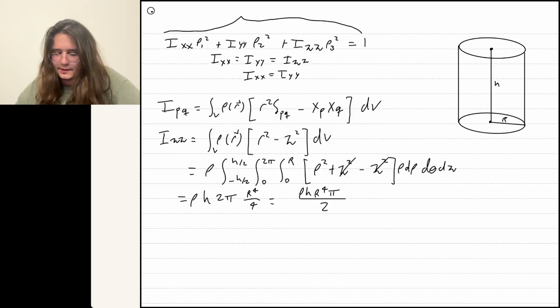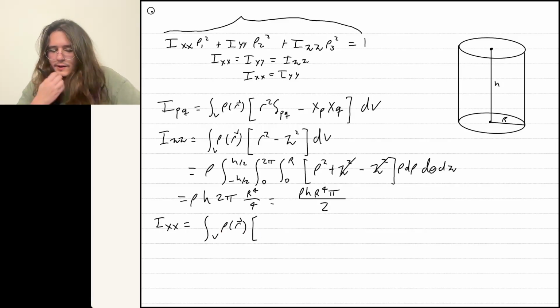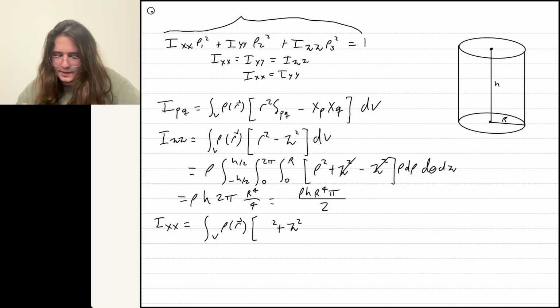Glorious. So then where does Ixx come from? It's a little bit more of an involved integral because it's the integral of the mass density times r squared again, but I'm going to go ahead and decompose it into r squared plus z squared, so it's rho squared plus z squared minus x squared dV.